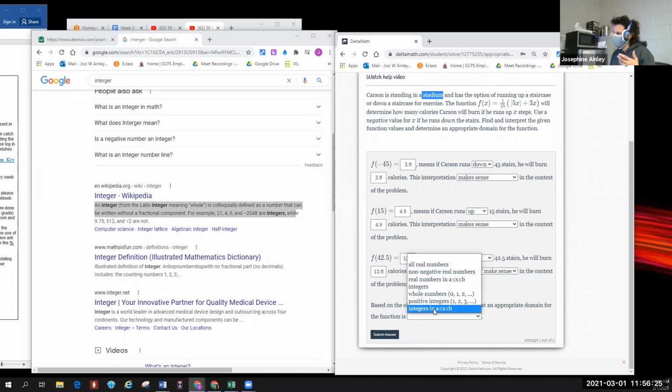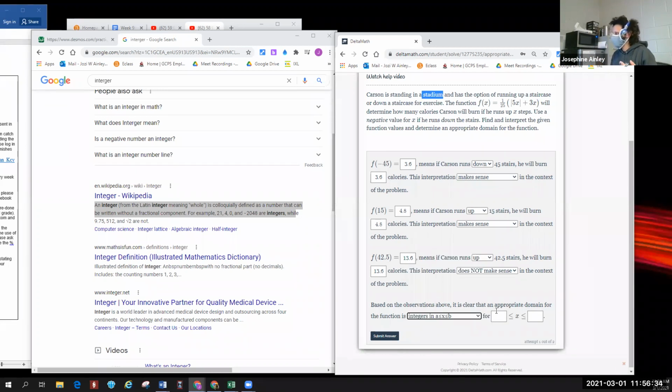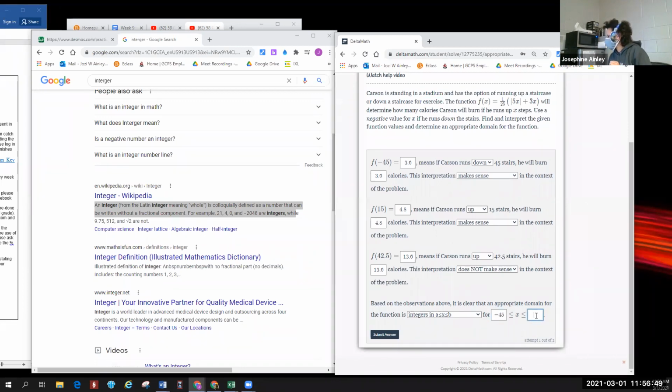Remember, an integer is a whole number including zero, right? So -4 and 4, those are integers. So it's integers within a constraint. And they're asking you, what is that constraint? Based on just these observations, what is an appropriate domain? So what's your smallest x? -45. And what's your largest?